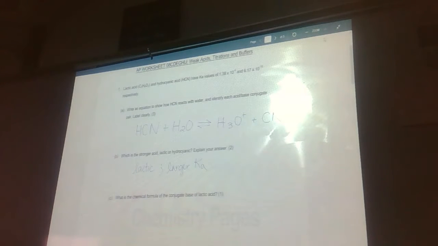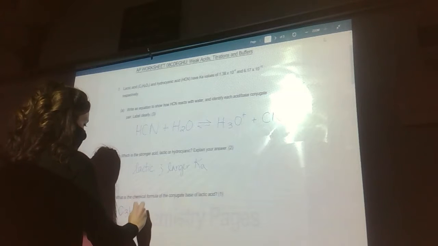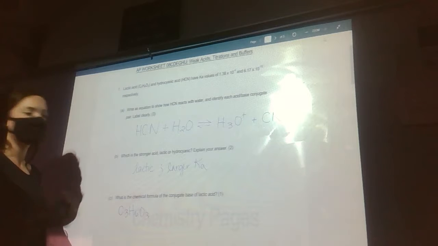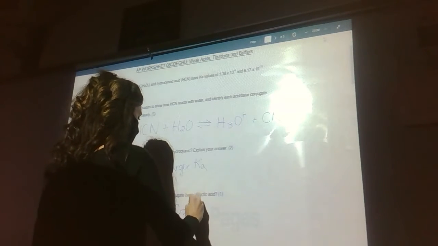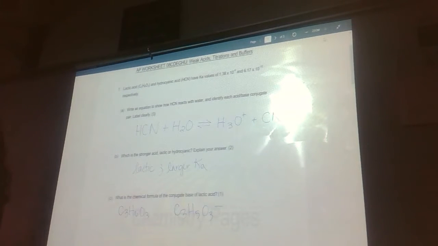And then what is the chemical formula of the conjugate base of lactic acid? So lactic acid is C3H6O3. Conjugate bases have lost a hydrogen, and they have a negative charge, they're an anion. That's the lactate ion. Questions about number 1? Okay.